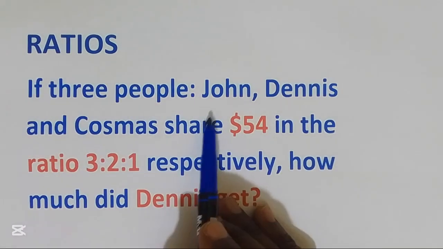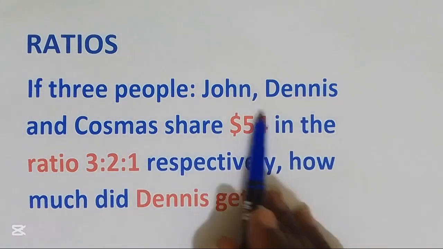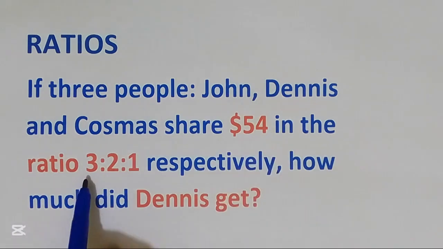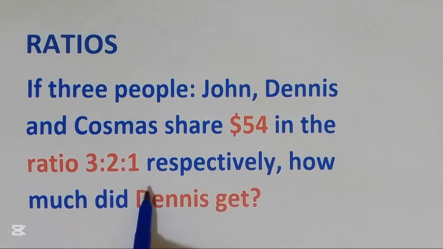As we can see, John, Dennis, and Cosmas didn't share this amount of money equally. They divided among themselves in the ratio of 3, 2, and 1. We need the amount that Dennis got.